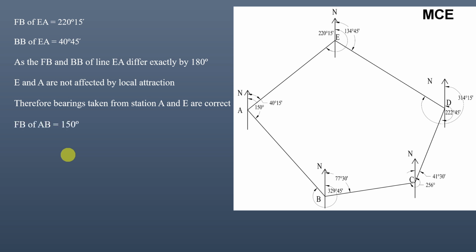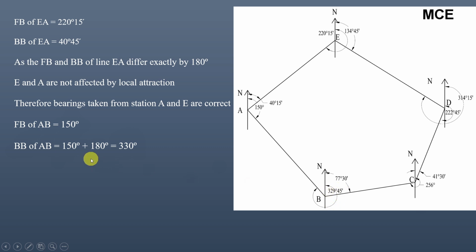It means the fore bearing of line AB, which is already given in the question, is correct, it's 150 degrees. The back bearing of line AB will be equal to the correct fore bearing of line AB, which is 150 degrees, plus 180 degrees, so its value will be 330 degrees. 330 degrees will be the correct back bearing of AB. But in the question we can see the back bearing of line AB is given as 329 degrees 45 minutes.